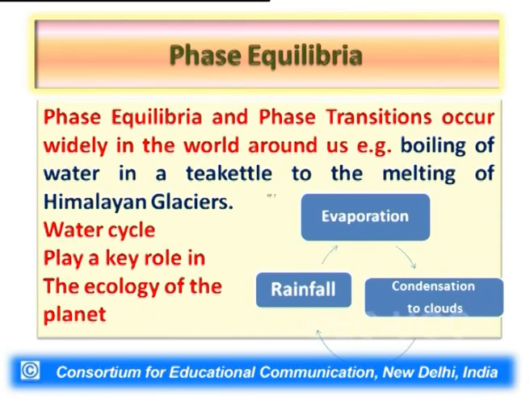In addition, we must look at the water cycle, which plays a key role in the ecology of the planet and nature. Water from various water bodies, sea, lakes, rivers, undergoes evaporation because of the scorching heat of the sun. Then the water vapor collects and condenses to make clouds, and thereafter rainfall is observed. So, this is the water cycle. All this is based on phase transitions.